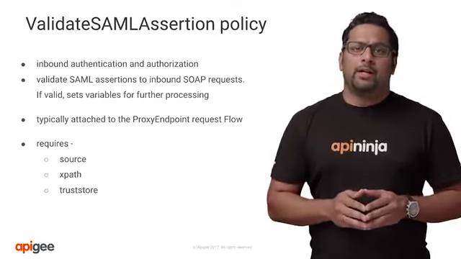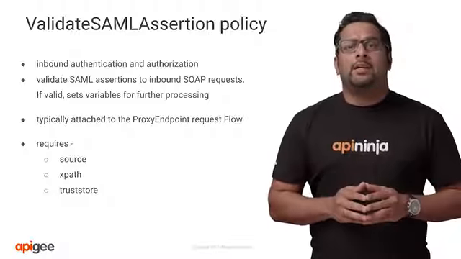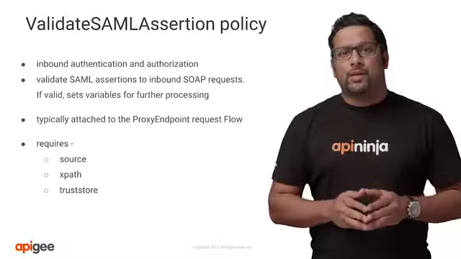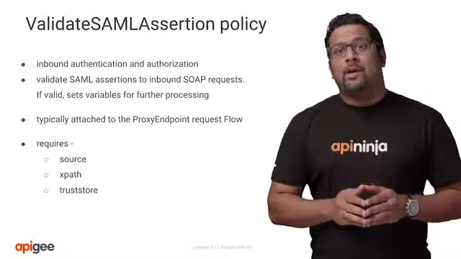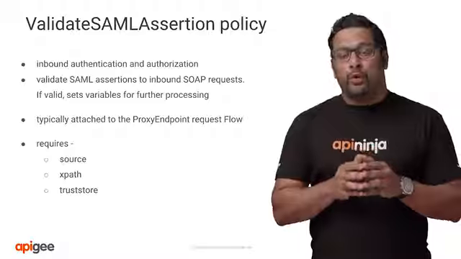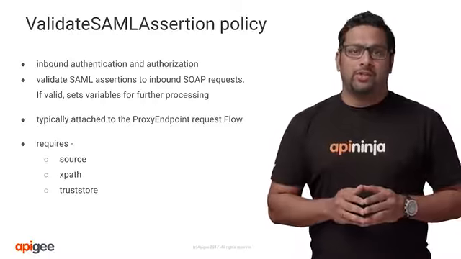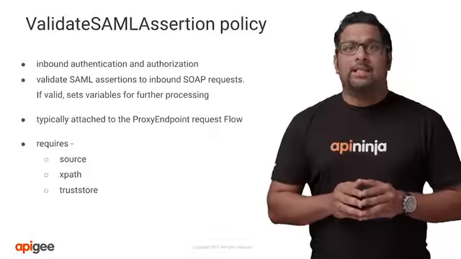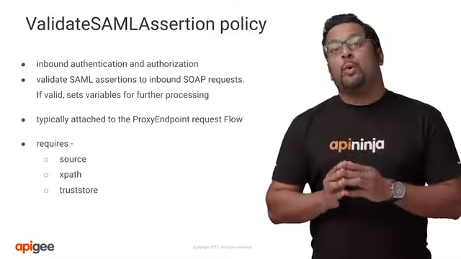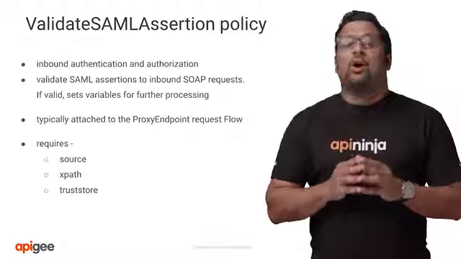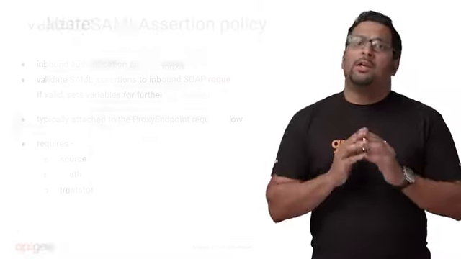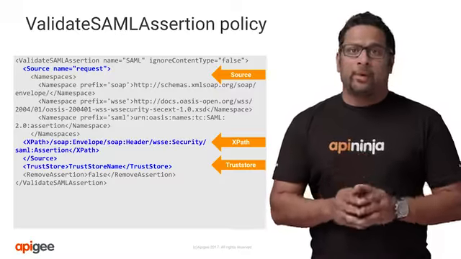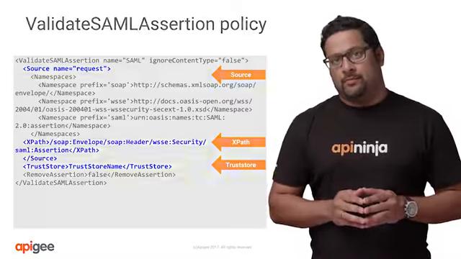This policy requires the source that contains the payload, including the SAML assertions, the XPath, which is an expression that indicates the element on the inbound XML document from which the policy can extract the SAML assertion, and the trust store that contains the trusted X509 certificate used to validate the digital signature on the SAML assertion. This is an example of the validate assertion policy that has the source, XPath, and trust store configurations.